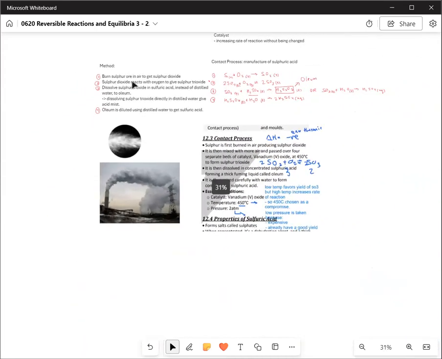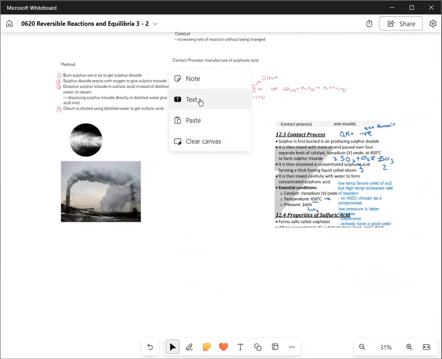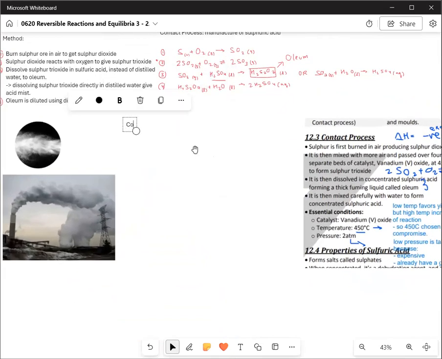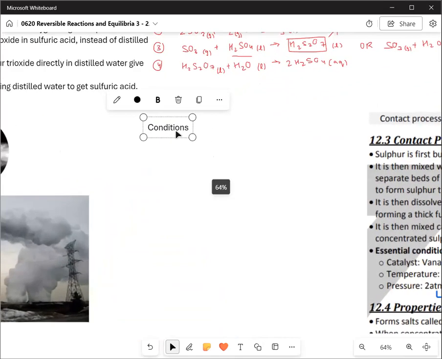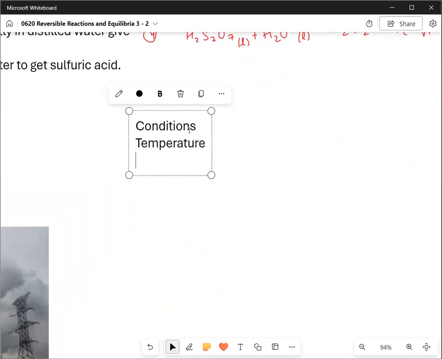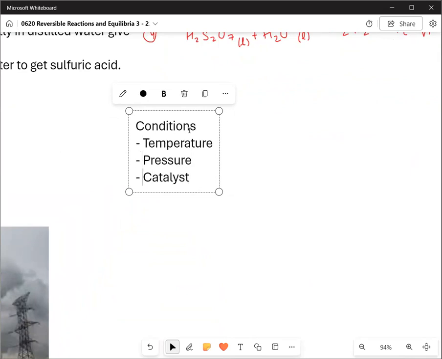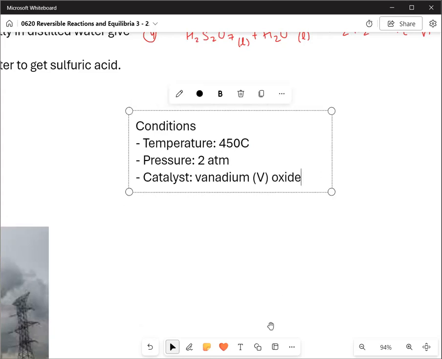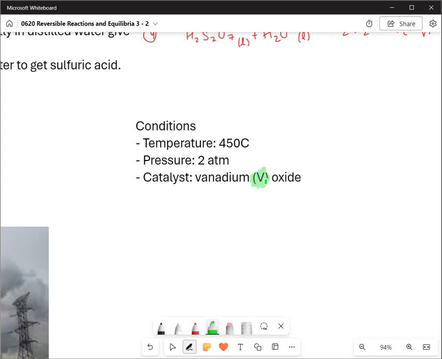Okay, what do we do here? Now, a few things about the conditions, right? What conditions are these being carried out at? So, first thing first, the temperature, then the pressure, and then the catalyst. The temperature is going to be 450 degrees Celsius. Okay, same thing, it's the same, 450. By coincidence, it's the same. Now, it's actually 2 atm, the pressure, and the catalyst is vanadium 5 oxide. You can't say vanadium oxide in the exam. This is important. Okay, mention it.